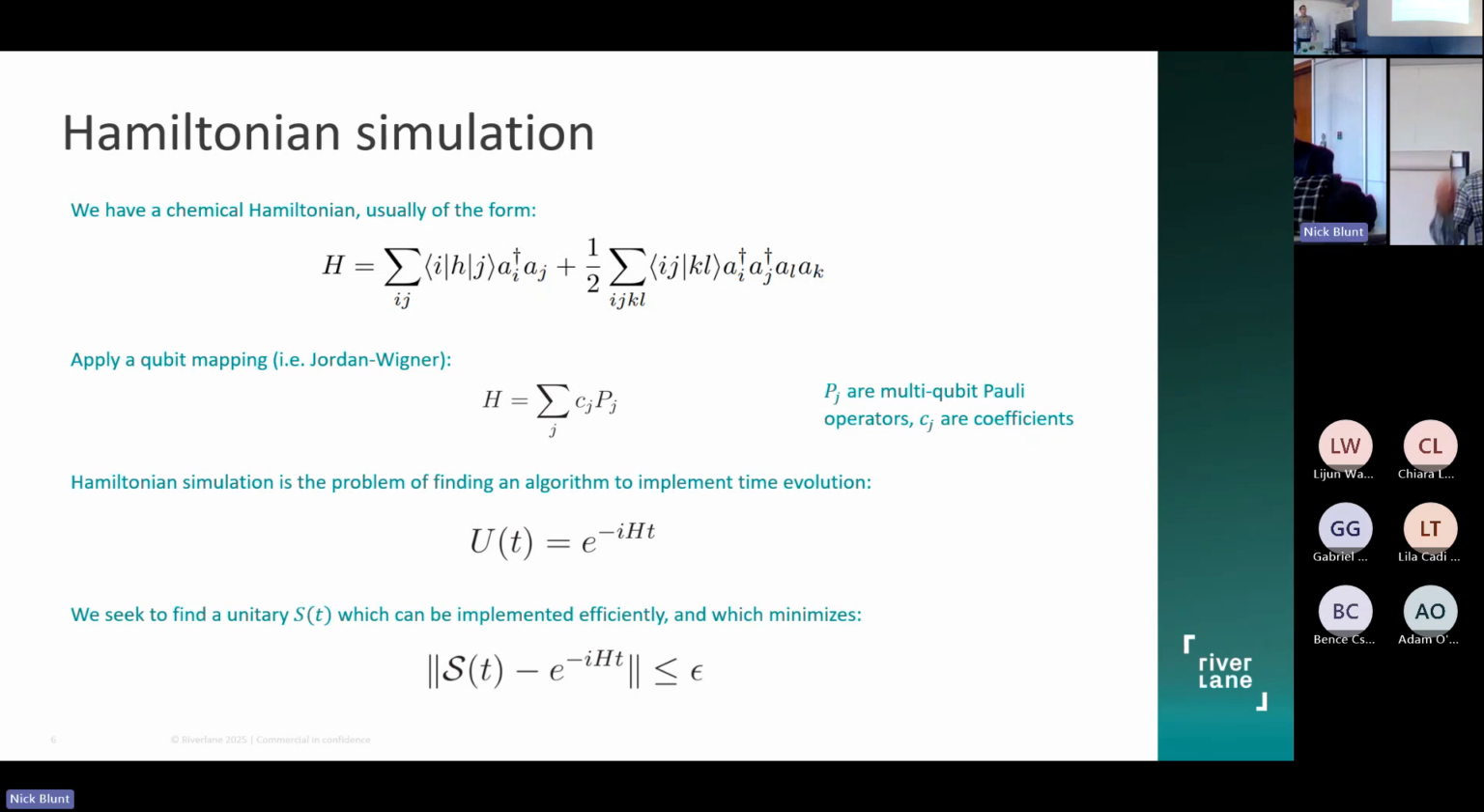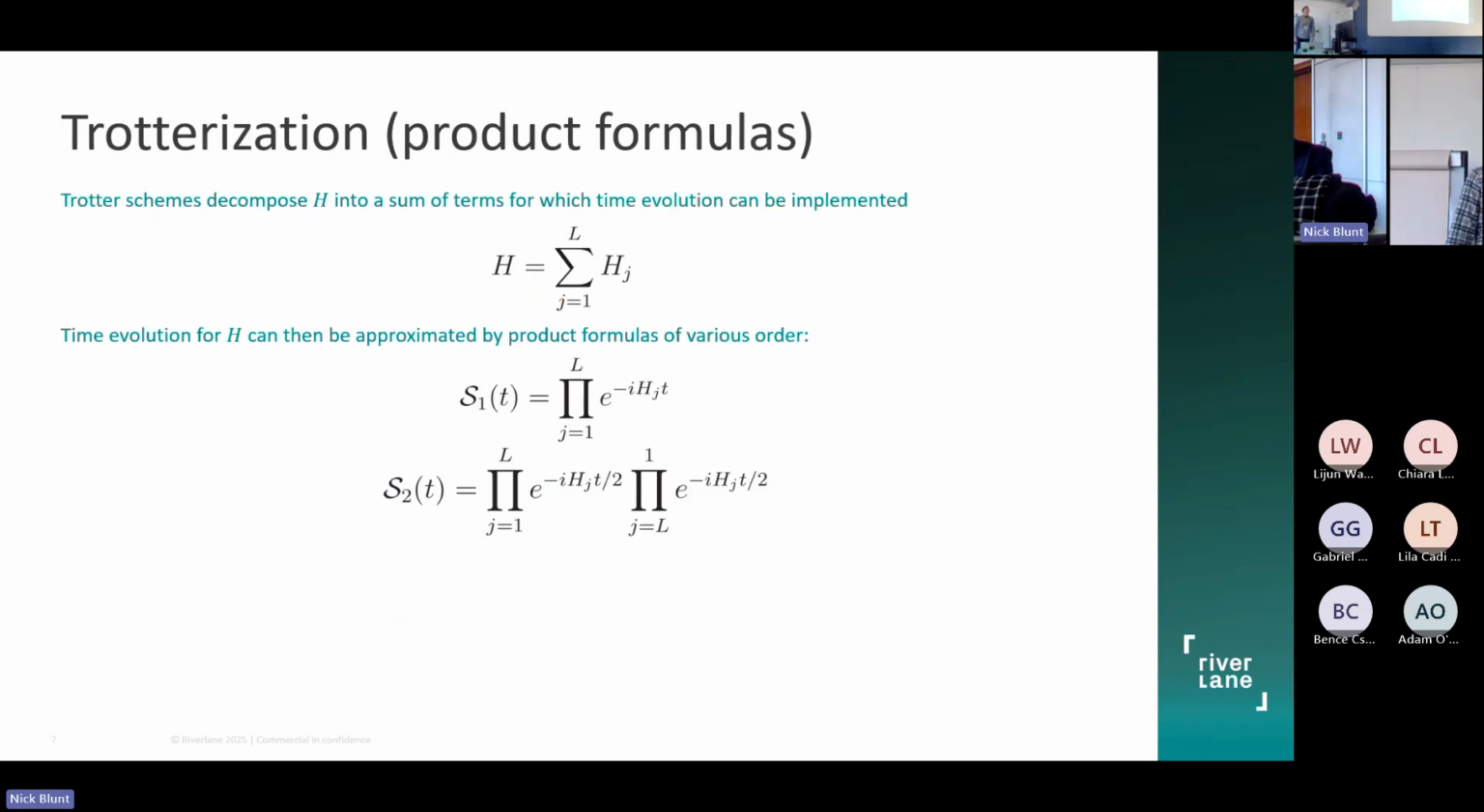Specifically, we're trying to find some unitary that I call S(t), which can be implemented efficiently and which minimizes this error. This is our approximation S(t) minus the exact evolution, and we want to minimize this norm. This norm is usually taken to be the spectral norm or the operator norm. And so trotterization is one way to approach this problem.